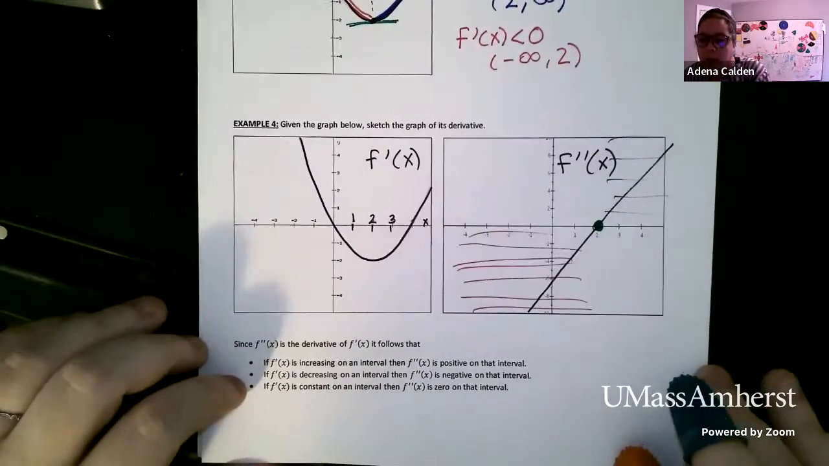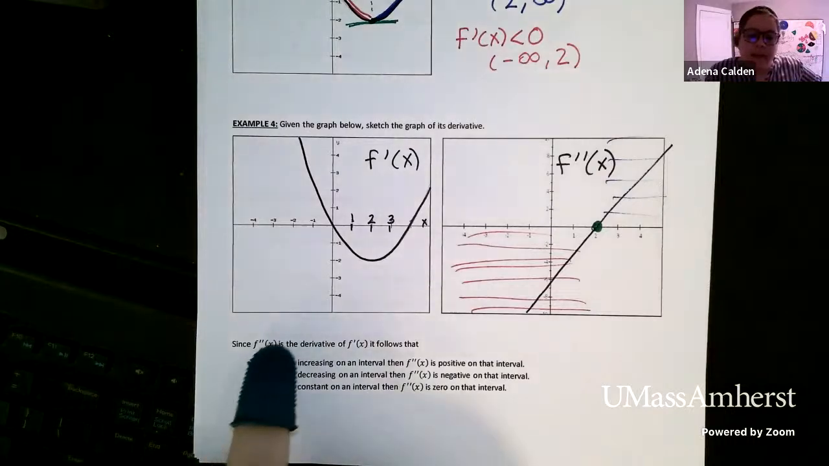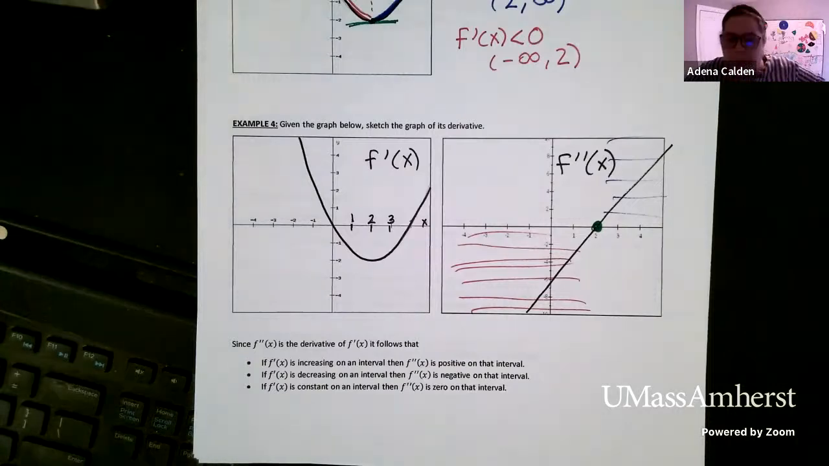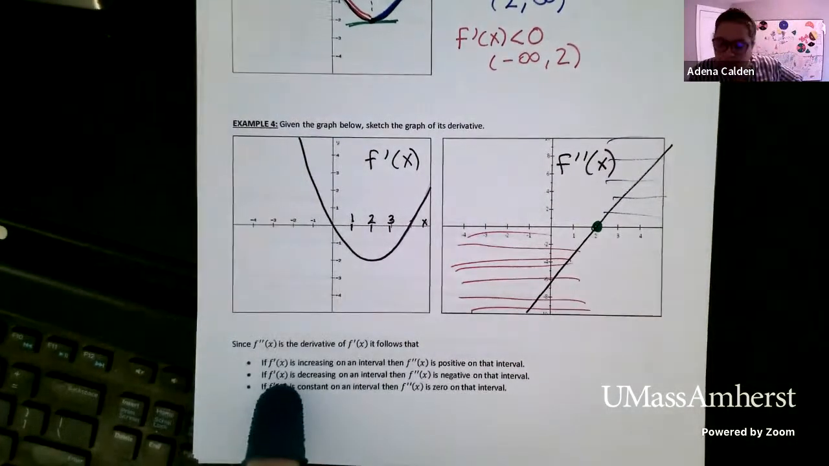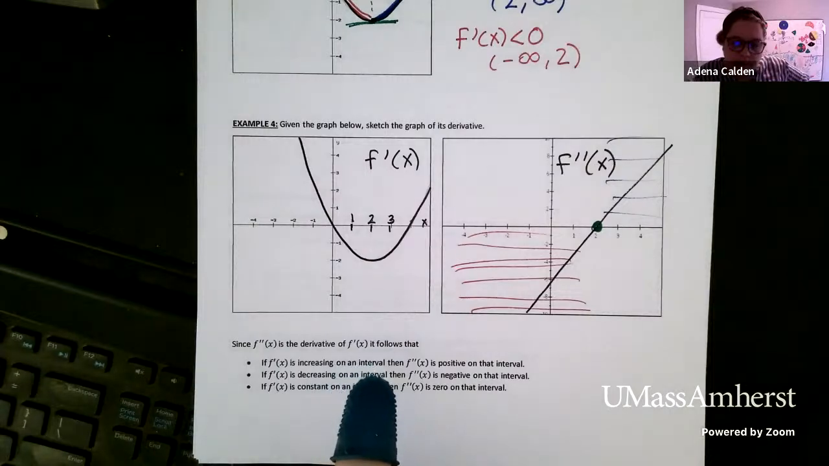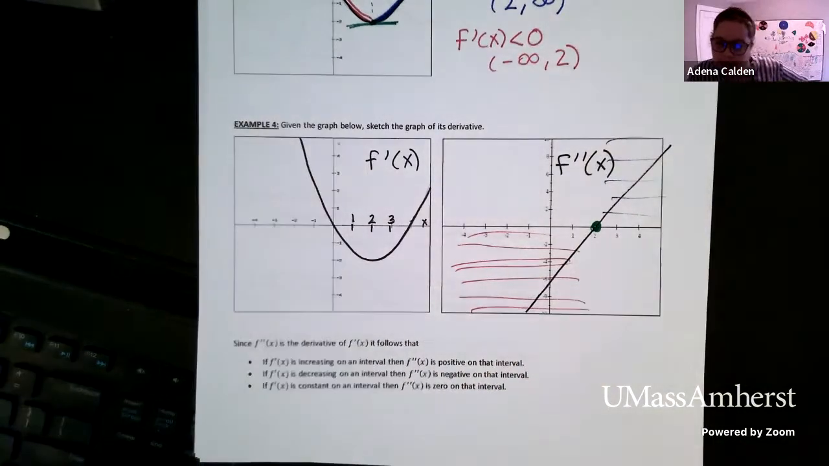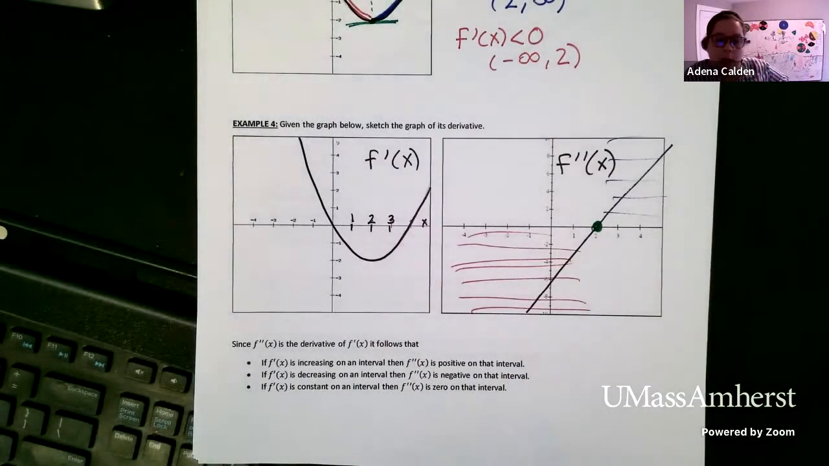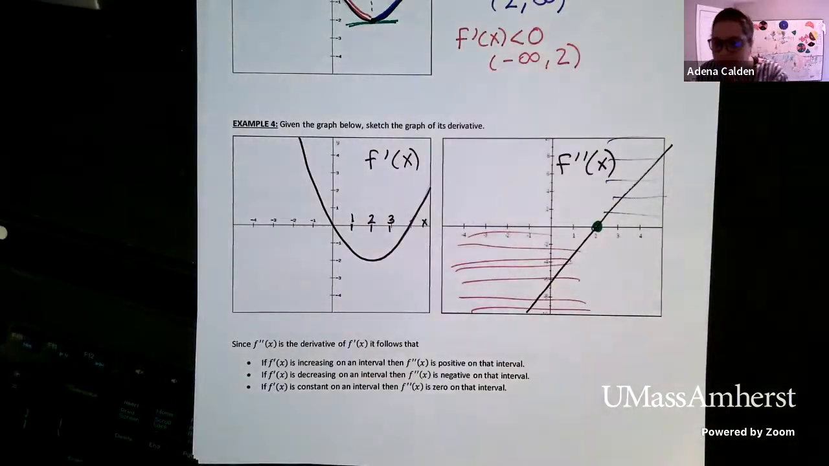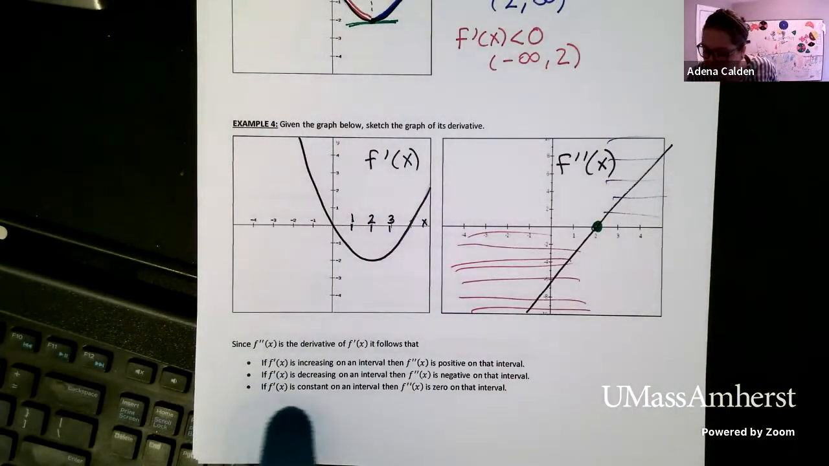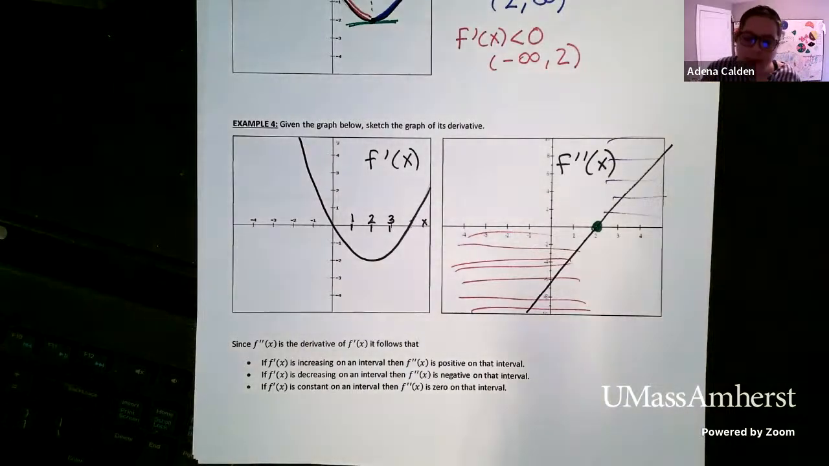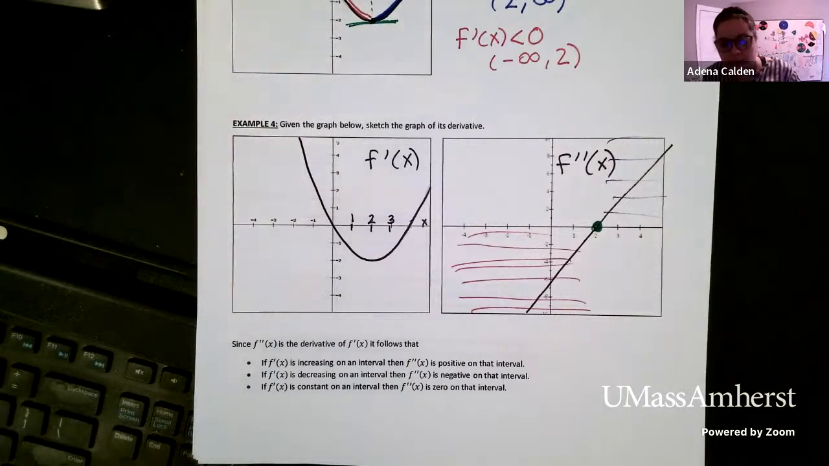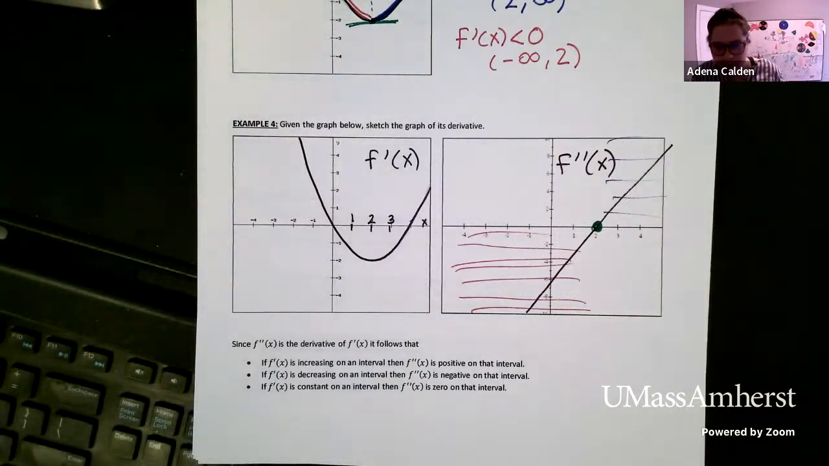rules that we had learned before to now say, since the second derivative is the derivative of the first derivative, it follows that if the first derivative is increasing on an interval, then the second derivative is positive on that interval. So this is the same statement we had before, only now we're talking about going from the first derivative to the second derivative, okay? If the first derivative is decreasing on an interval, then the second derivative is negative. And if the first derivative is constant, then the second derivative is 0 on that interval.